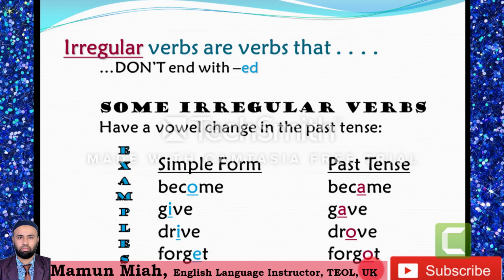Here are the examples of irregular verbs. Those don't end with the "ed" sound. Only the regular verbs end with the "ed" sound. And the verbs changed from one form to another form, that means simple form to past tense form, only changing the vowel, and these verbs are called irregular verbs.